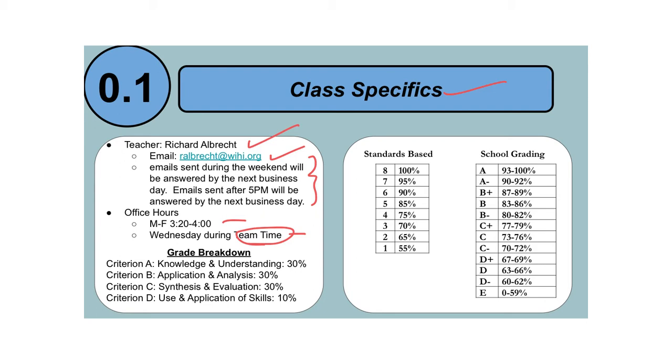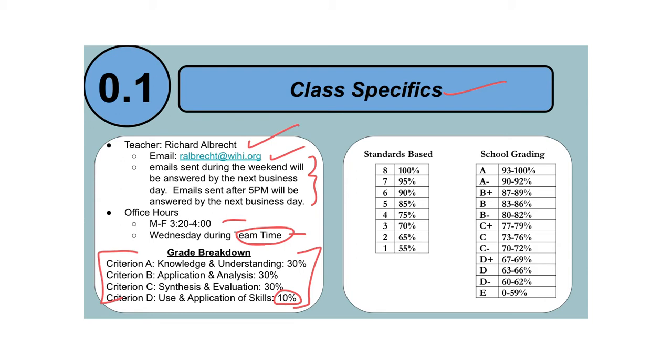In terms of our unit breakdown, it is exactly the same as it was last year. Criterion D is 10%, and it is use and application of skills. The reason why it is the smallest is because Criterion D is largely dealing with the historical investigation, and only one of the subsets of that criterion is not about the historical investigation. So that's why it's only a smaller part of your grade. Hopefully that made sense.